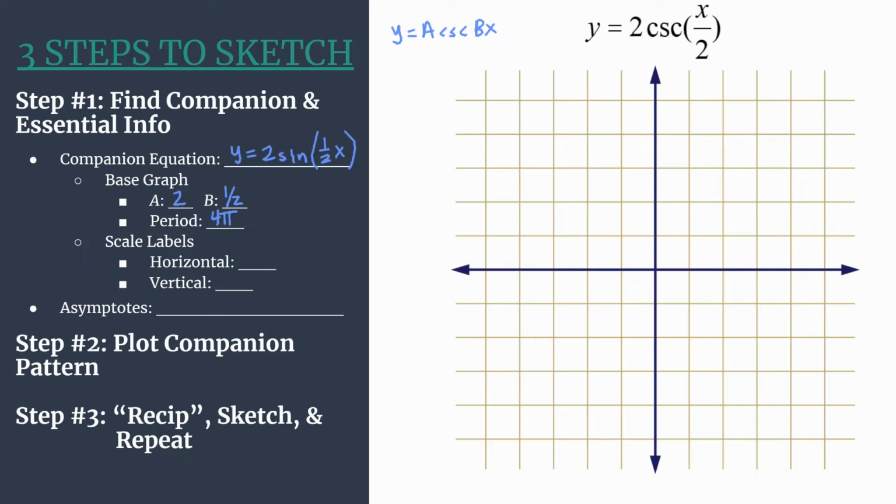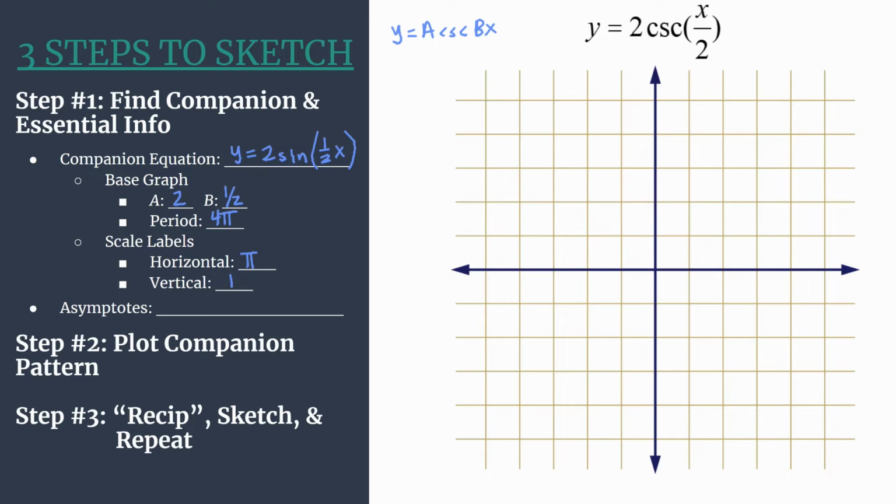So we're going to choose some scales here. The horizontal scale is really the most important, in my opinion. I always like to take the period and divide by 4, because this will help all of our key points in the next step align nicely with our horizontal tick marks. So if you take your period and divide by 4, that's 4 pi divided by 4. So we'll count by pi as we label our horizontal axis. For our vertical scale, 1 will usually work really well, as long as your a value isn't crazy. And even then, it might work well.